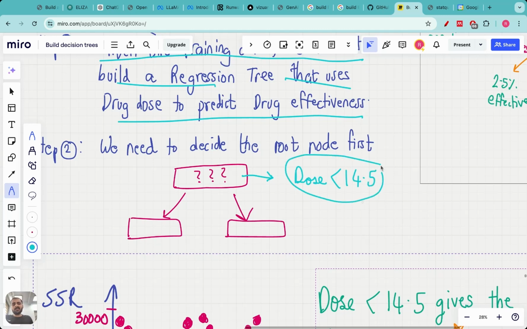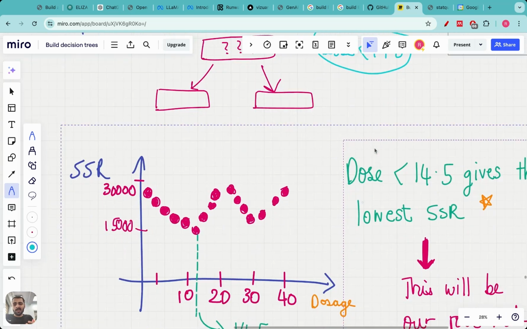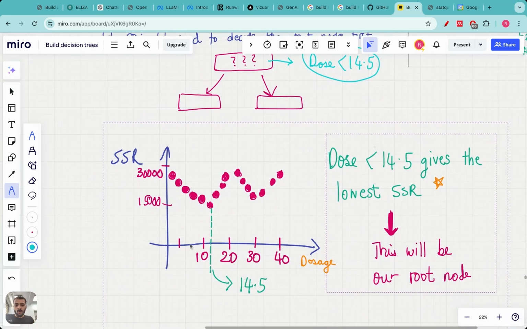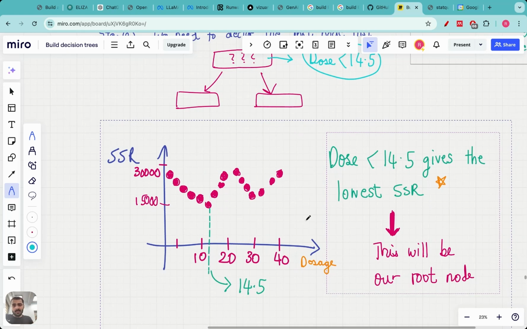And the way we made this decision is we looked at a metric called sum of squared residuals. And we plotted that metric for all the different dosage values. And we saw that among all the different dosage values, a dosage value of 14.5 gave the lowest sum of squared residual, which essentially means it gave the lowest error, and that's why we used dose less than 14.5 in the root node.